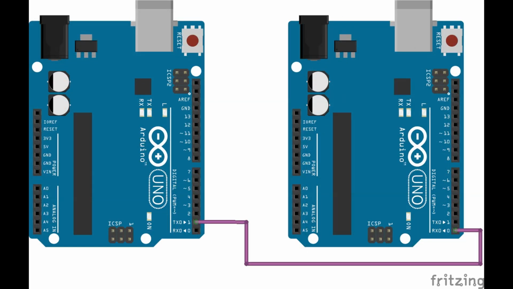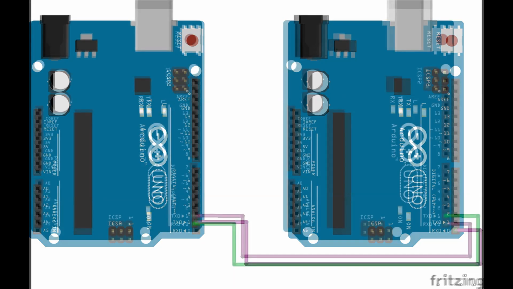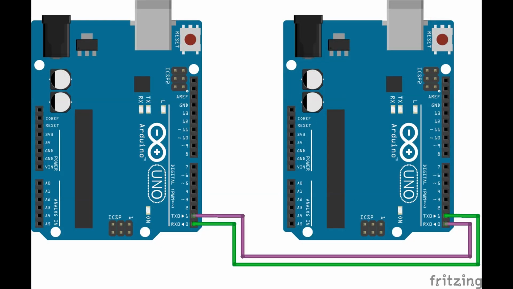You just need to connect the TX from one board to the RX of the other board, and then connect the RX from the first board to the TX of the second board. If you're using separate power supplies for the two Arduino boards, you will also have to connect both of the Arduino boards' grounds.